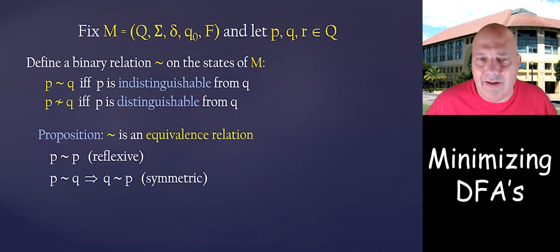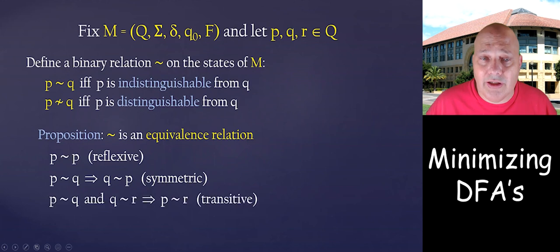A state and itself are, of course, indistinguishable. Whatever you do from the same state reaches the same state. And the definition of distinguishable is symmetric, so definitely P is equivalent to Q means that Q is equivalent to P. And the third property is that it is transitive. It's a little bit harder to argue, but not much. So if P is equivalent to Q and Q is equivalent to R, then P is equivalent to R.